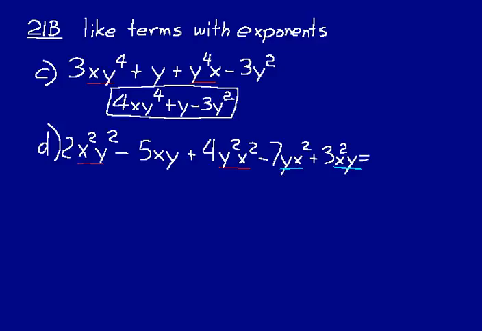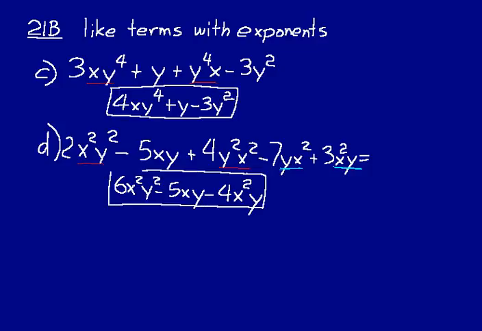Now let's go ahead and add them together. 2 and 4 would give us 6x squared y squared. Then we'll just say minus 5xy. And then we have negative 7 and positive 3, so that would be a negative 4x squared y. Okay, so that's our simplification of that expression.